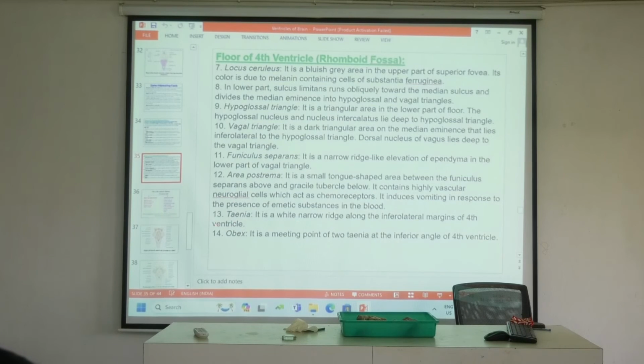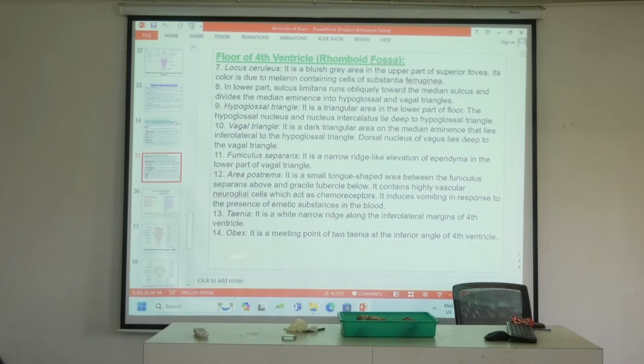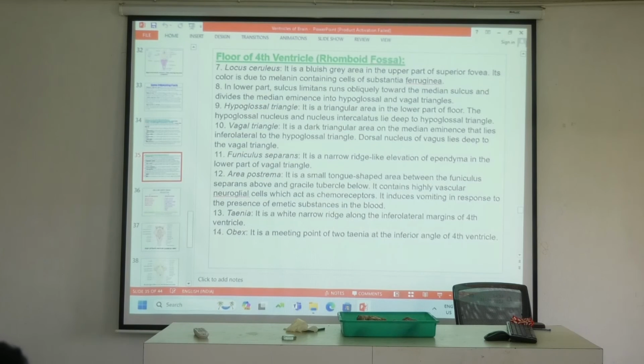Next is the tinea. Tinea is a narrow ridge along the inferolateral margins of the fourth ventricle. Next is the obex. It is the meeting point of the two tinea at the inferior angle of the fourth ventricle.